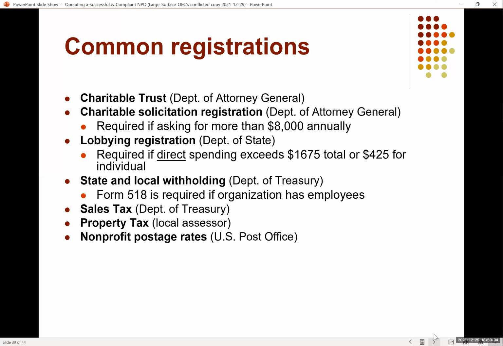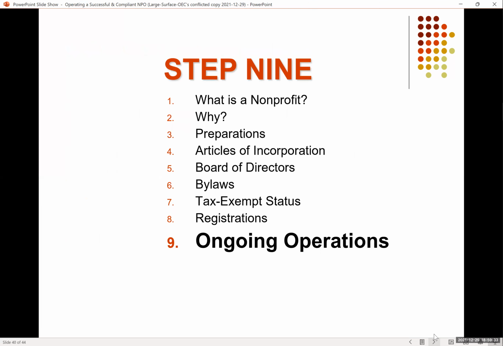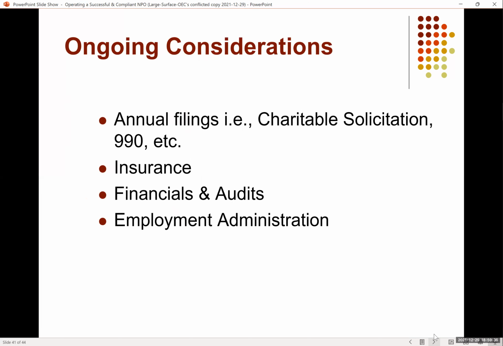So you want to get with an attorney or an accountant. Don't just think because I'm a nonprofit, I don't have to pay any taxes. We're only exempting you from federal income tax. Everything else, you really need to check. Typically, state taxes are exempt, but don't assume. And then you have what we call nonprofit postage rates. You get a discount, but it's not free. And so again, there are other things you want to consider.